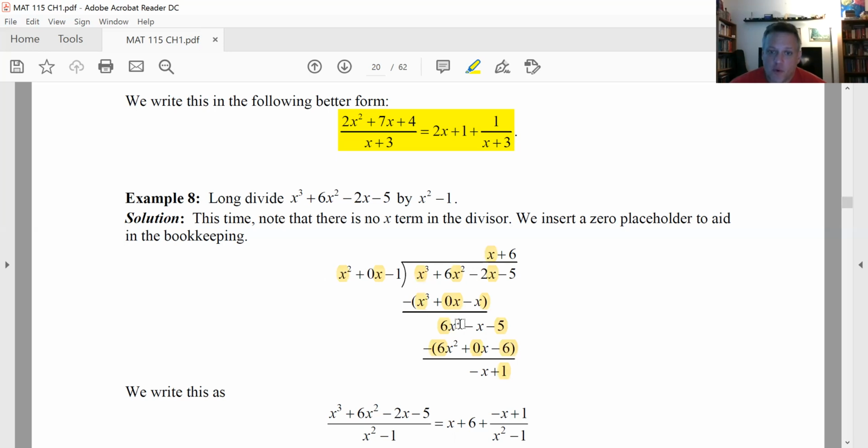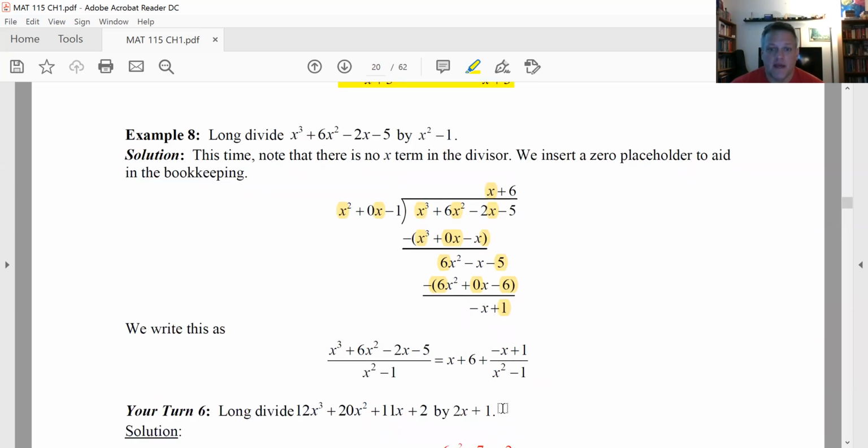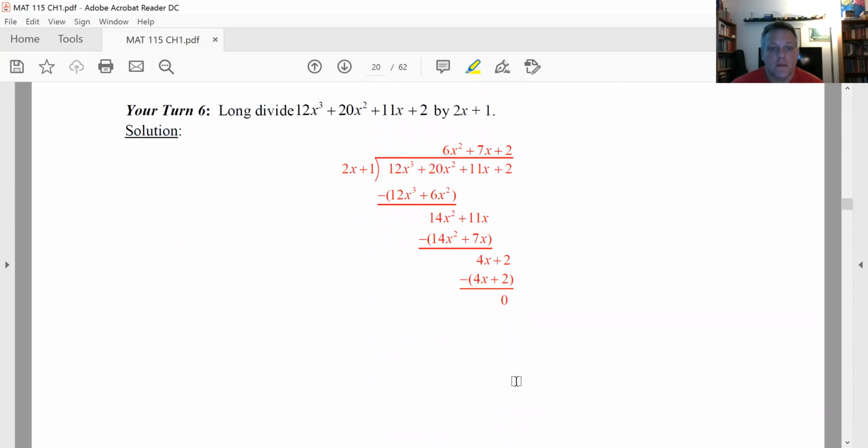Notice the x squared and the x squared here are the same, so I do it yet again. What do I multiply x squared by to get 6x squared? 6. All right, so I take the 6, I multiply by every term in the divisor. That's how I'm getting these terms inside the parentheses. And then I'm going to subtract that off to get minus x plus 1. And so this quotient is equal to x plus 6, that's the quotient, plus this remainder. Okay, and I'll leave you to look at the your turn on your own.